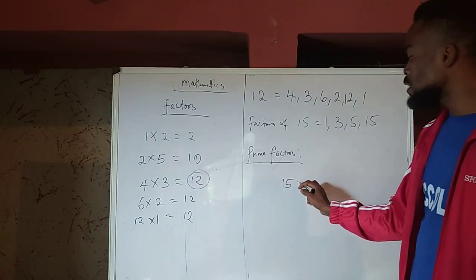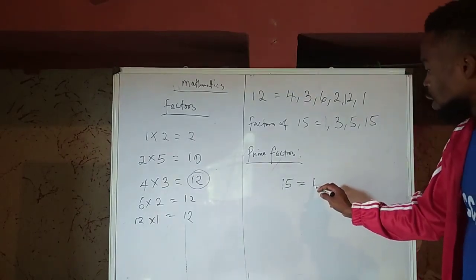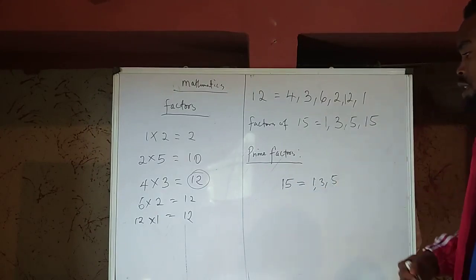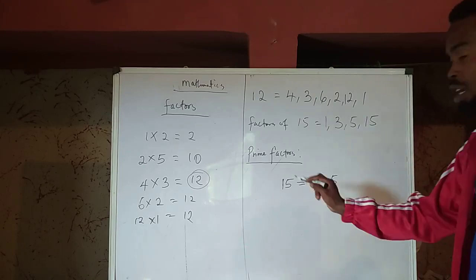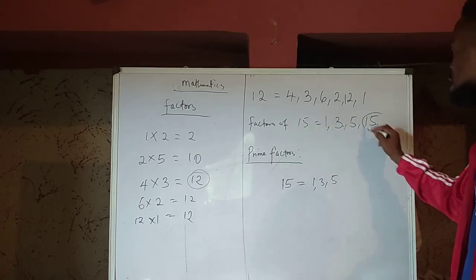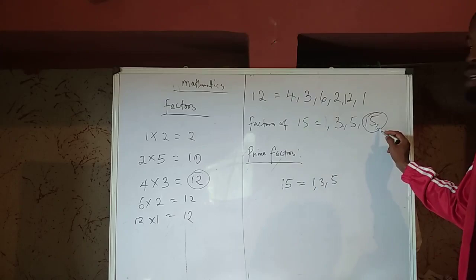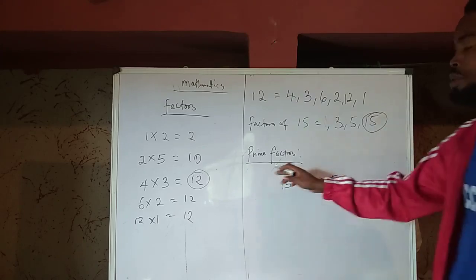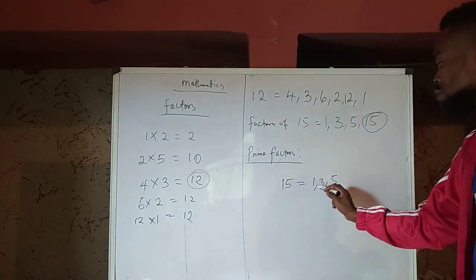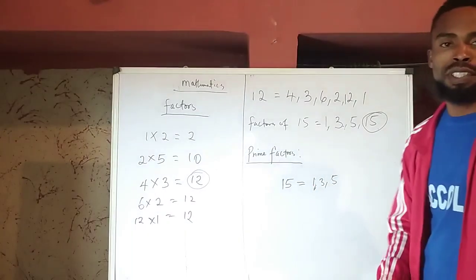Okay, so 15 for instance now. Factors of 15 are 1, 3, 5, and 15. But in the case of prime factors, we are not going to include 15. Why? Because 15 is not a prime number. So we are going to stick to 1, 3, and 5. These are the prime factors of 15.